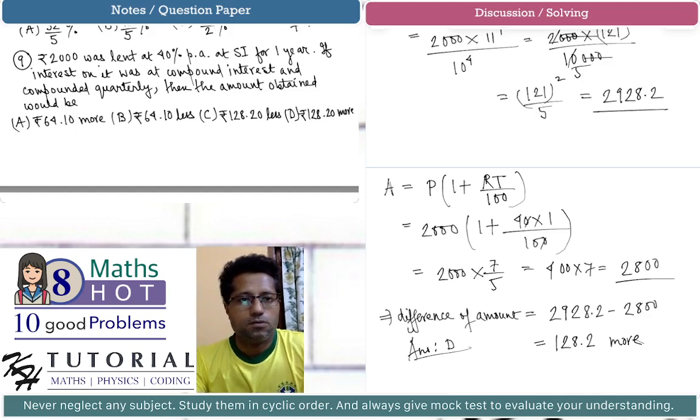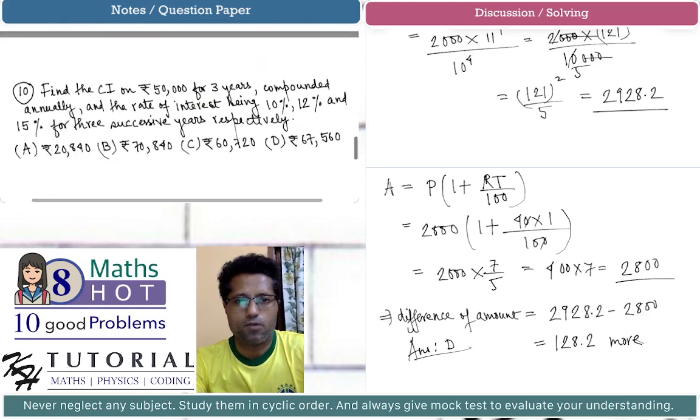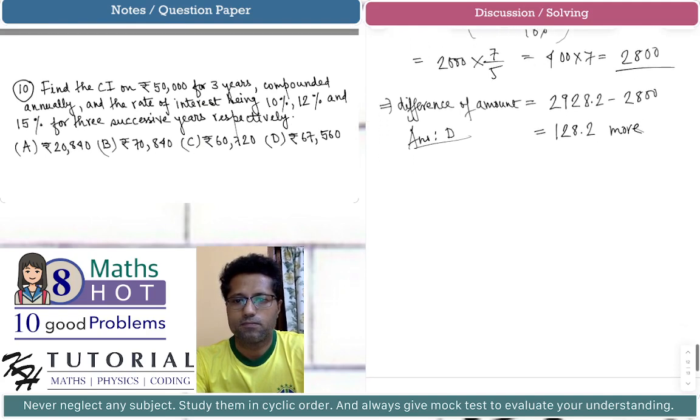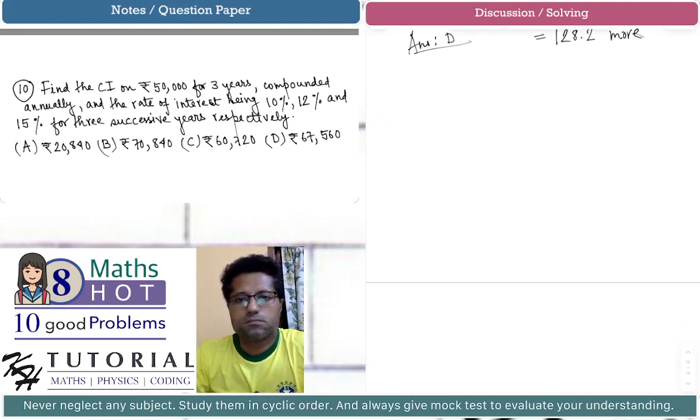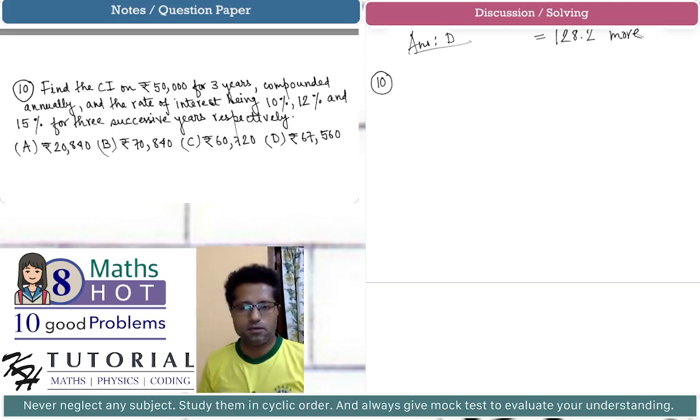Okay, so let's do the last problem, that is problem number 10. Find the compound interest on 50,000 for 3 years compounded annually, and the rate of interest being 10%, 12% and 15% for 3 successive years respectively. So we have to find the compound interest where the interest is being compounded annually, but the rates are different for the different years.